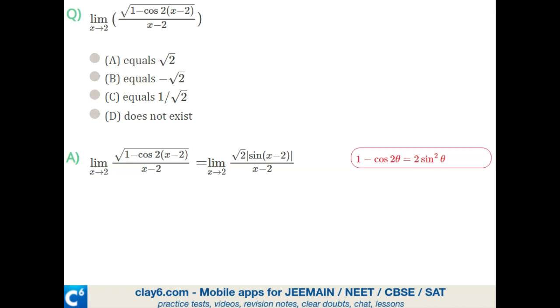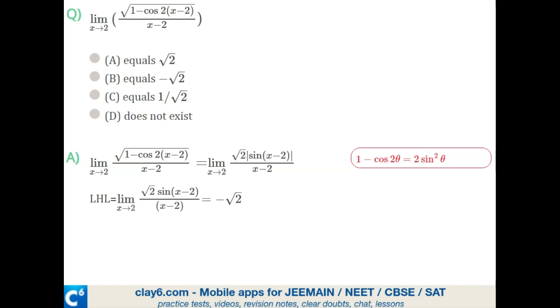Once you apply it in this problem, you will see that the square root gets eliminated, because you get square root 2 and a mod of sin(x minus 2) divided by x minus 2. You have to be careful here that the modulus is very important for this problem, and that's the main trick in this problem, because when you take a square root with respect to limits, you have to consider both the signs.